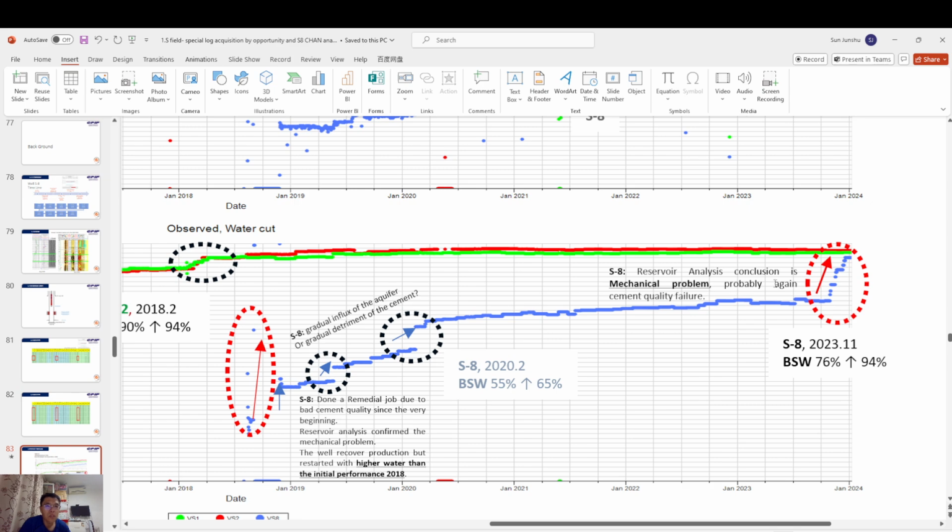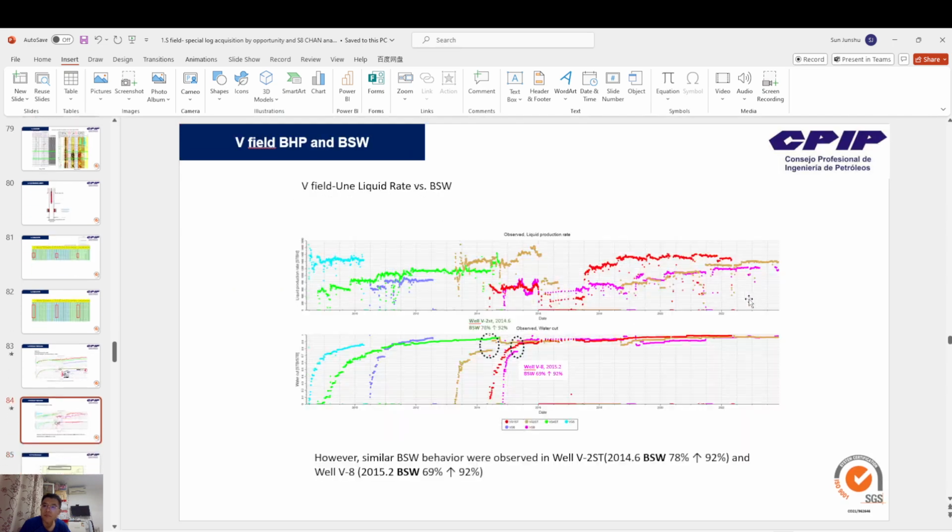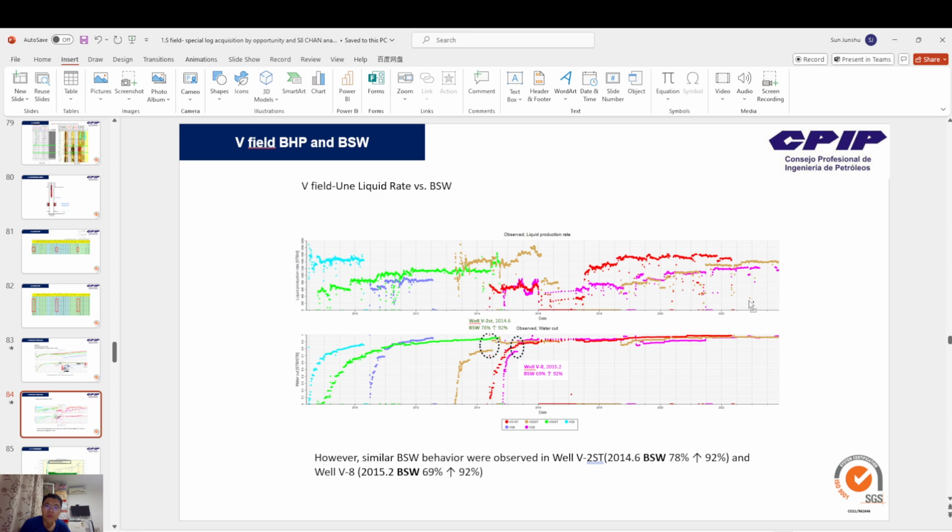Reservoir analysis conclusion is mechanical problem, probably again cement quality failure. This is the V field well. Similar BSW behavior was observed in the V2 side track. In June 2014, BSW increased from 78% to 92%, and V8 in 2015 BSW increased from 69% to 92%.